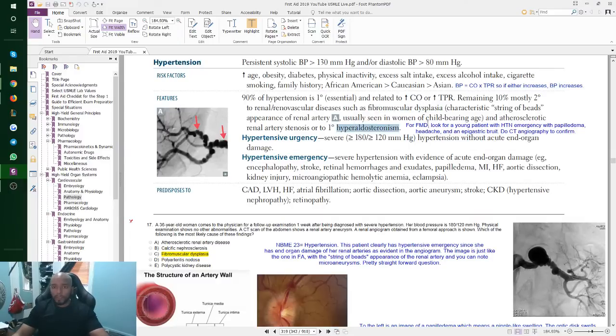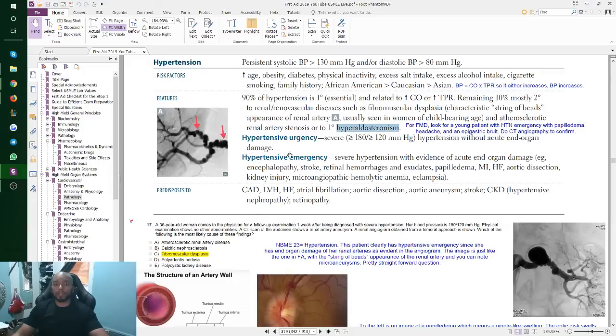So for fibromuscular dysplasia, look for a young patient with hypertension or hypertensive emergency with papilledema, headache, and epigastric bruit. Do CT angiography to confirm, right? And that's very important stuff. This is not an extremely rare thing. It actually occurs pretty commonly.